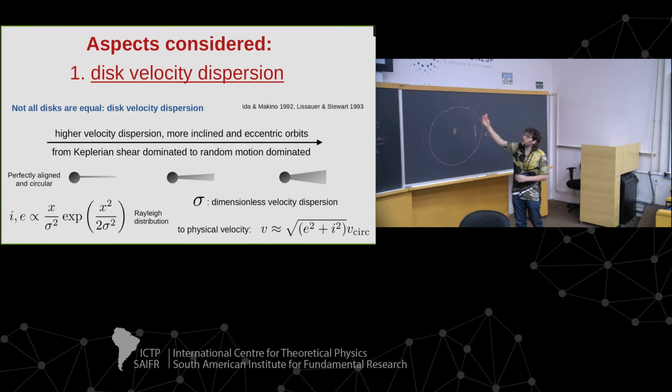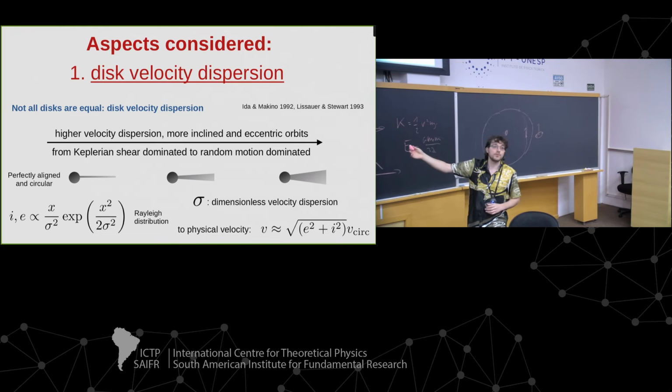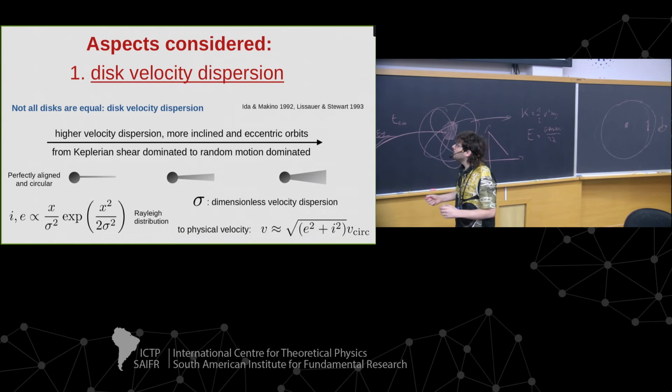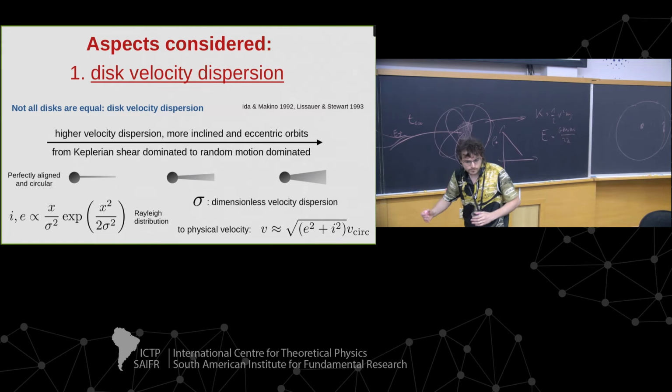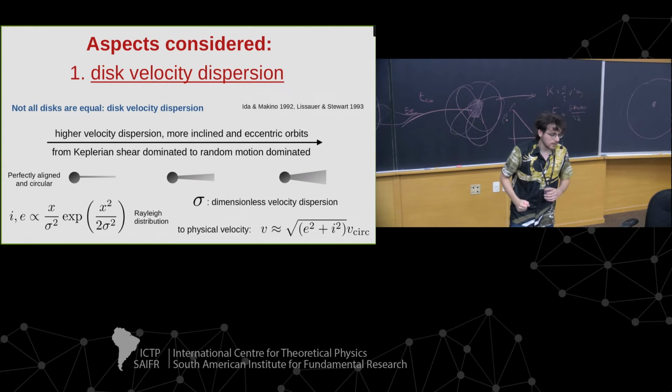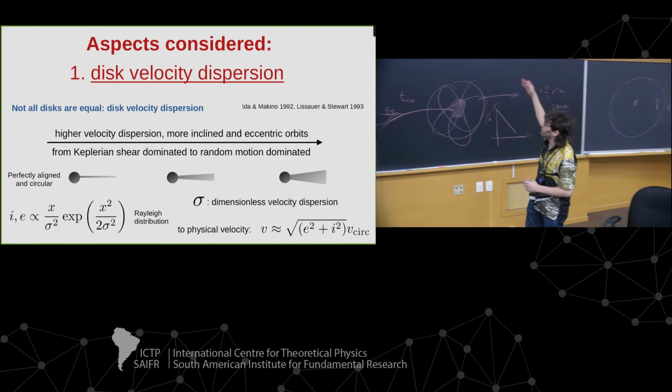So what I considered was the velocity dispersion of this disk, which is very similar to a velocity dispersion in a star cluster, except that instead of random orbits, here you have a coherent rotation. And this dispersion measures the deviation from this coherent motion, in terms of eccentricity and inclination.